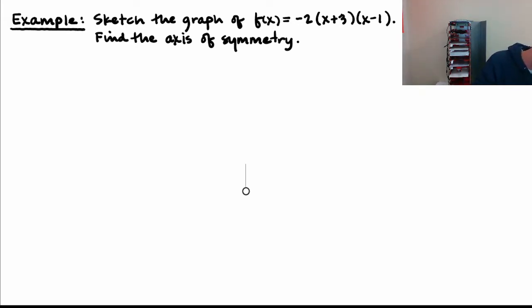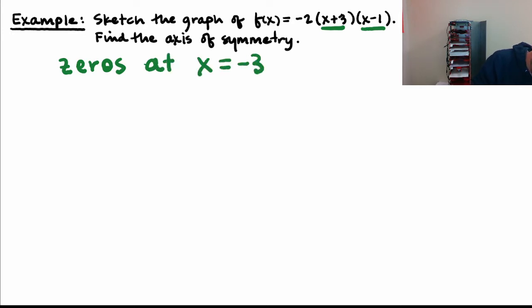So I'm going to start with this one. I know that from the x plus 3 and x minus 1, I'm going to have zeros. That's another word for x-intercept. Zeros at x equals -3 and x equals 1. And from this -2 here, I know that this parabola is going to open down.